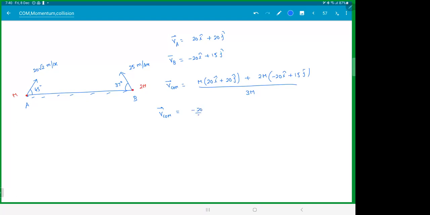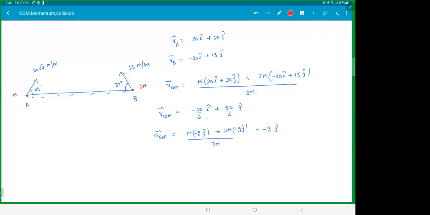This would be minus 20 by 3 I cap, 50 by 3 J cap. Acceleration of center of mass, both of them are having minus G only. So M into minus G J cap, 2M into minus G J cap, by 3M is minus G J cap.